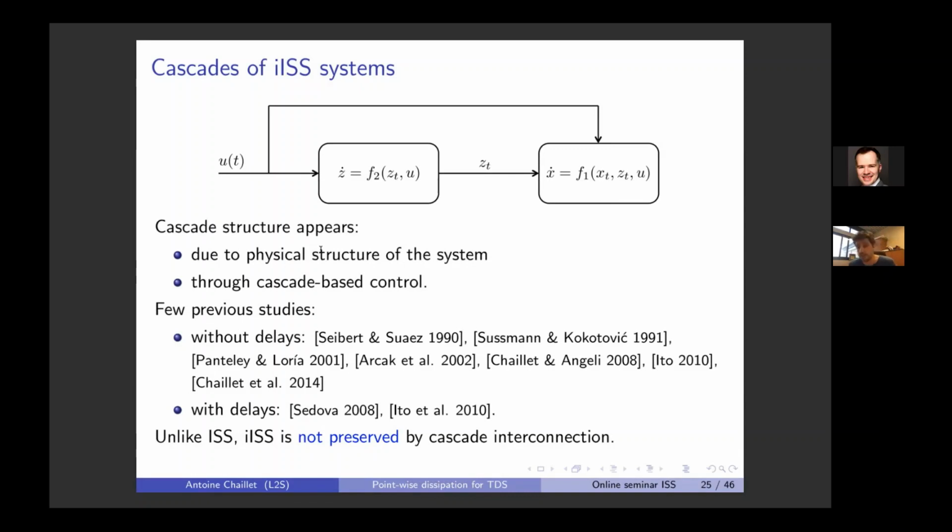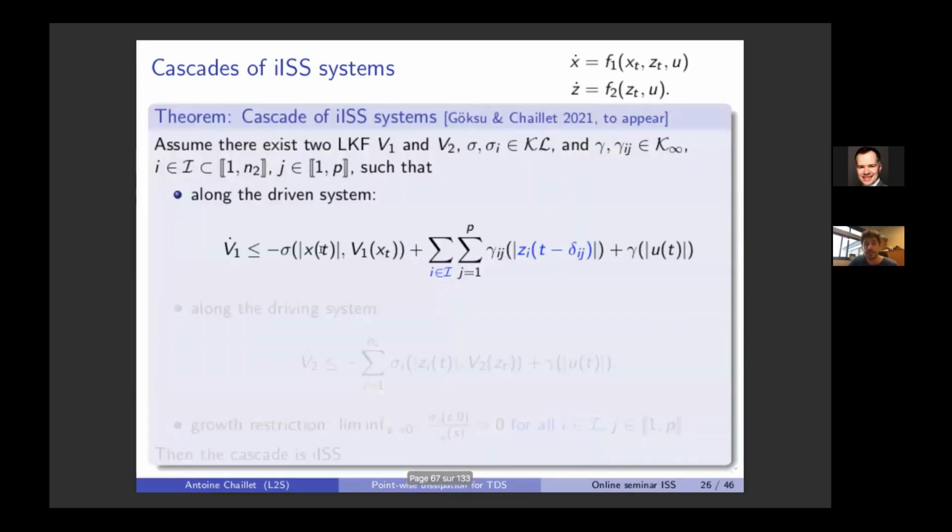And this is true already in finite dimension. Okay. So you need some other conditions. And the other conditions often take the form of a growth rate condition. And this is the result I want to present to you. So this is the cascade I have, driven subsystem, driving subsystem. And on each of these systems, I assume integral ISS.